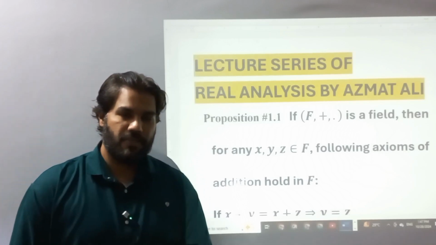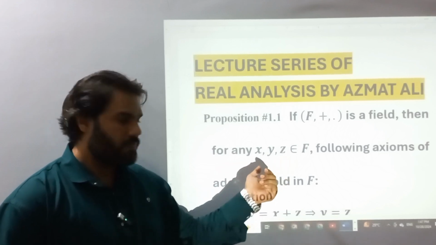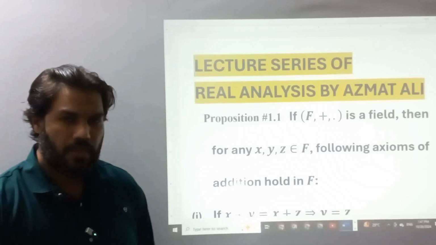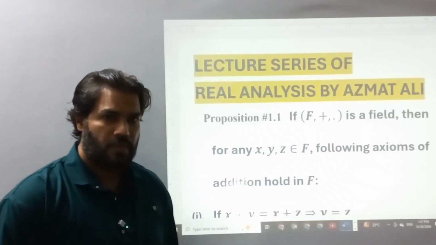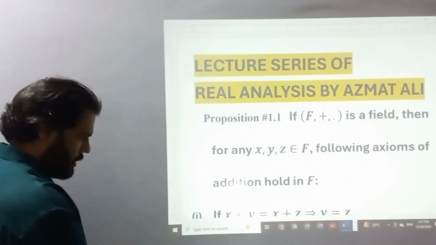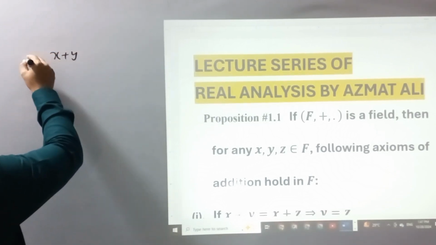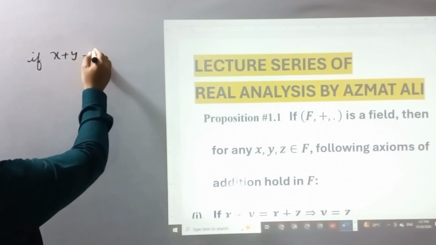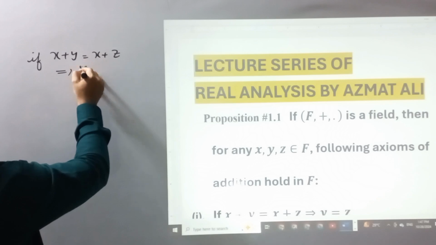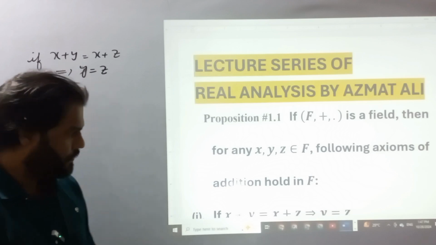The first proposition says that if f is a field, then for any three elements x, y, z belonging to f, the following axioms of addition hold in f. For any field f with two binary operations, addition and multiplication, the following axioms of addition hold. The first axiom is that if x plus y equals x plus z, then we need to show that y equals z. This is the first axiom that we have to prove here.